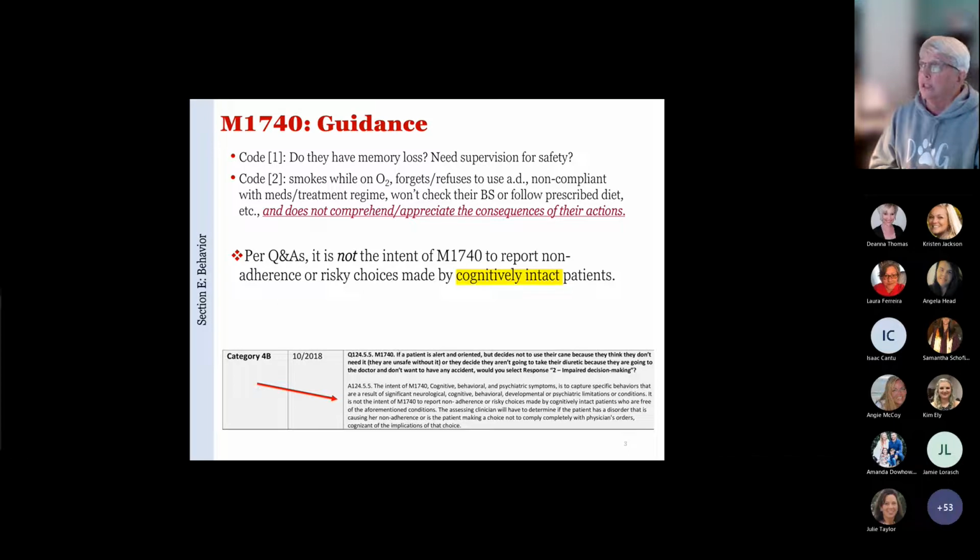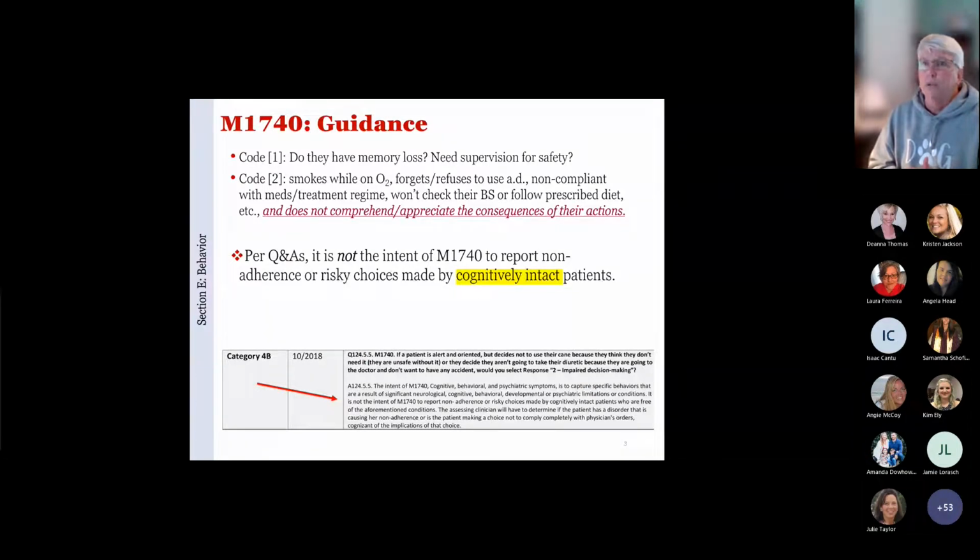Do they need supervision for safety? Your code 2. This is someone that smokes while they're on oxygen, forgets or refuses to use their assistive device. They're non-compliant with their meds or the treatment regime. They won't check their blood sugars or follow a prescribed diet. All those bad things, right? Your ornery child. But this person does not comprehend or appreciate the consequences of their actions. And that's the real caveat to being able to score someone as a 2.